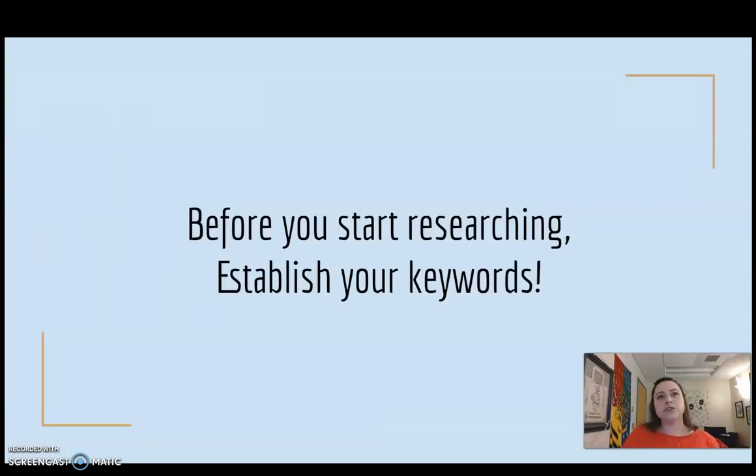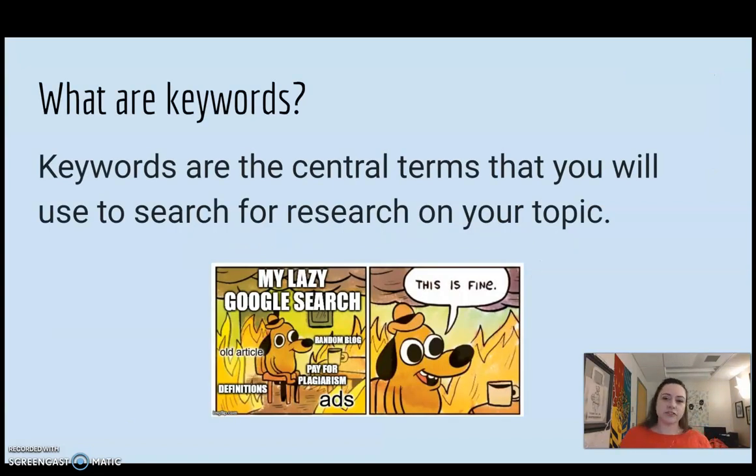So one of the ways that you can do this is to consider different synonyms and different types of keywords that you can use to create searches that provide you specialized and particular sources for you. So what are keywords? They're the central terms that you will use to search for research on your topic. A lazy Google search will often get you something, but you'll often end up with pay for plagiarism, web pages, random blogs by people who aren't experts, and articles from a long time ago.